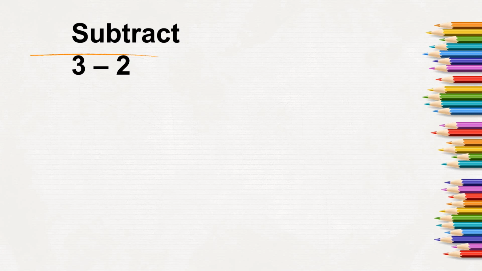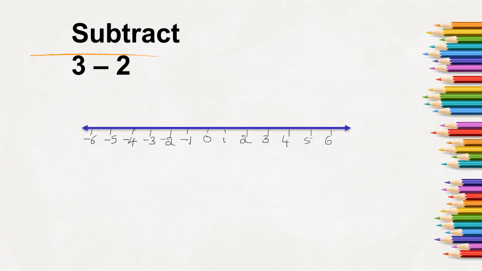So 3 is a positive number, also 2. On the number line, we have already learnt in addition that to add positive numbers, we need to move to the right. But in subtraction, we will have to move to the left. Whenever we are subtracting positive numbers, we have to move to the left. When we are subtracting negative numbers, we'll have to move to the right. But when we are subtracting positive numbers, we'll have to move to the left on the number line.